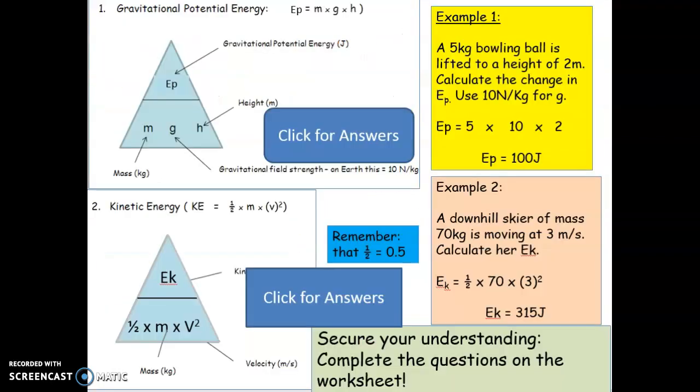Okay, so you'll have spotted that I've changed to the right symbols here. EP is your preferred symbol by the exam board, so try to use that one for gravitational potential energy. So here are the answers to those two questions.